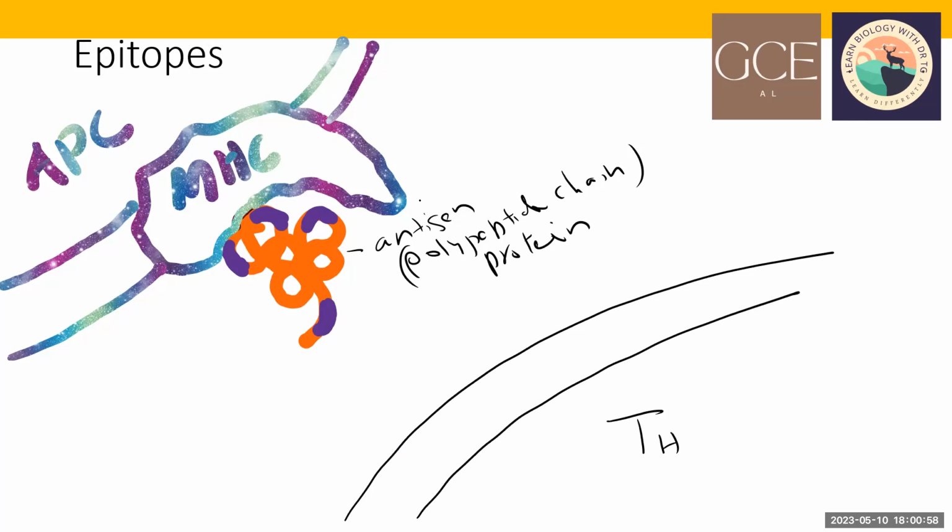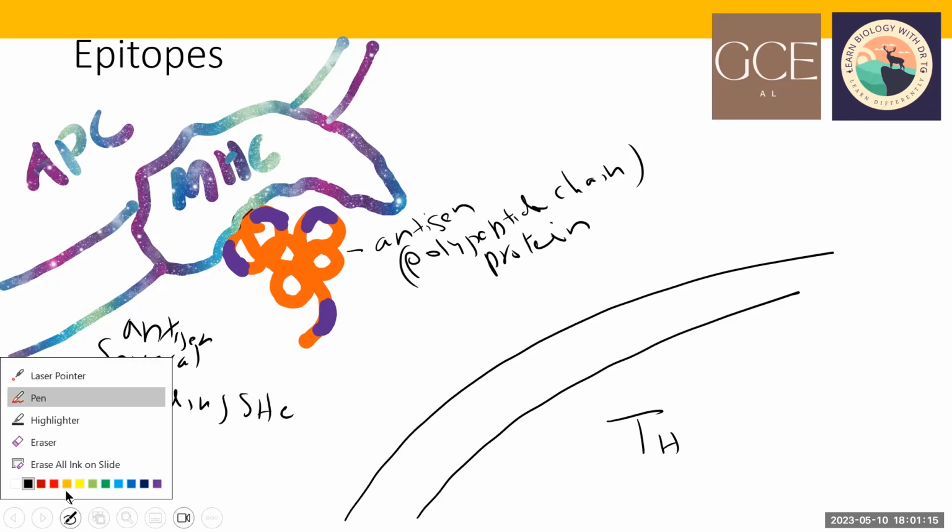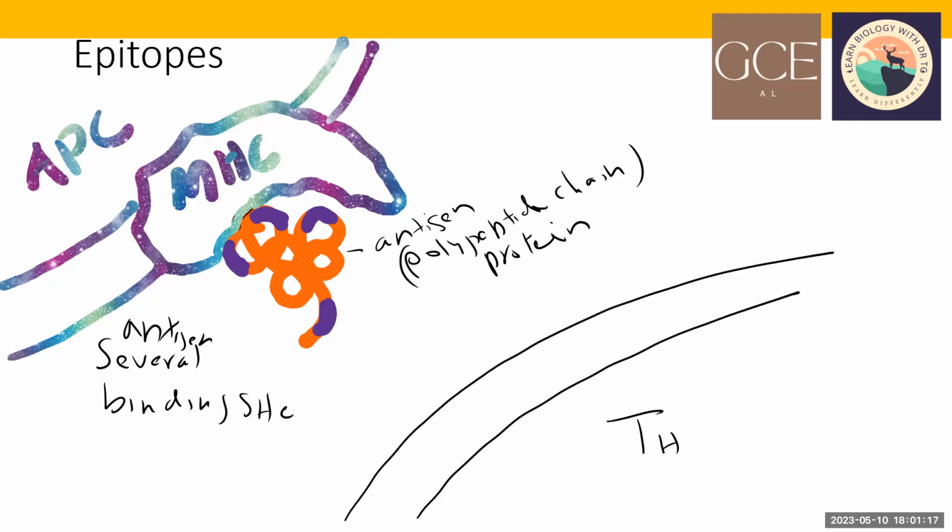Now I can say antigen has several binding sites, right? This has several binding sites. I write it: antigen has several binding sites. So several binding sites, I can number 1, 2, 3, 4.